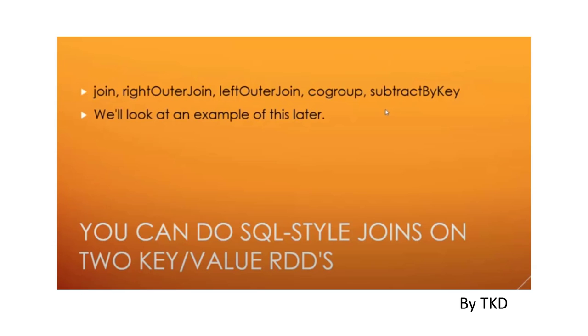You can do SQL-style joins on the key-value RDDs. If you think deeply about it, a key-value RDD is more like a NoSQL database, so you can definitely write SQL-style joins because it is more of a structured database now.